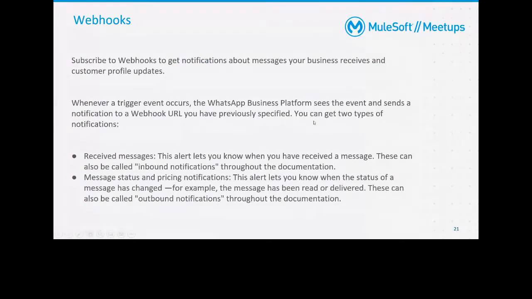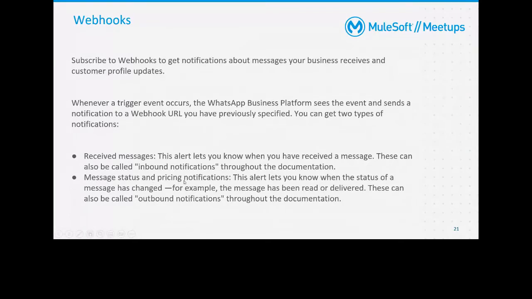You can get two types of notification. Basically you have the option of getting received messages, or message status and pricing notifications. Let me explain received messages. For example, a user responds with a message, so it will be a received message type of notification, because you received the message from the user. This alert lets you know when a user passes a message. These can also be called inbound notifications throughout the documentation. So in the documentation, if you see inbound notification, it means you have received a message from the user.